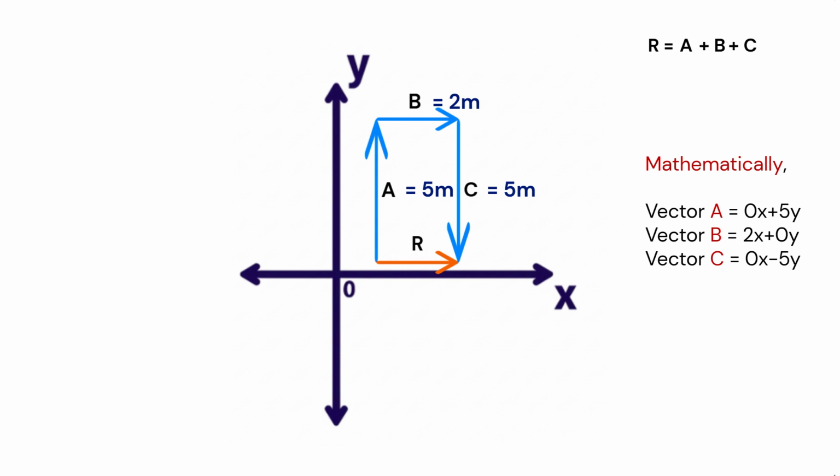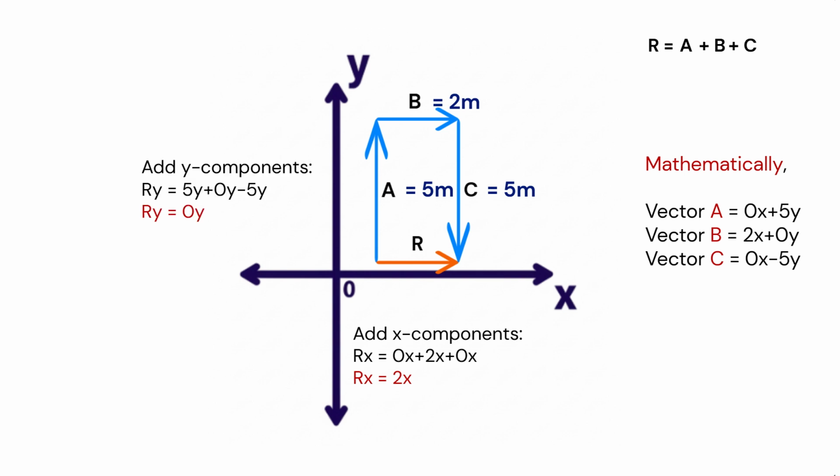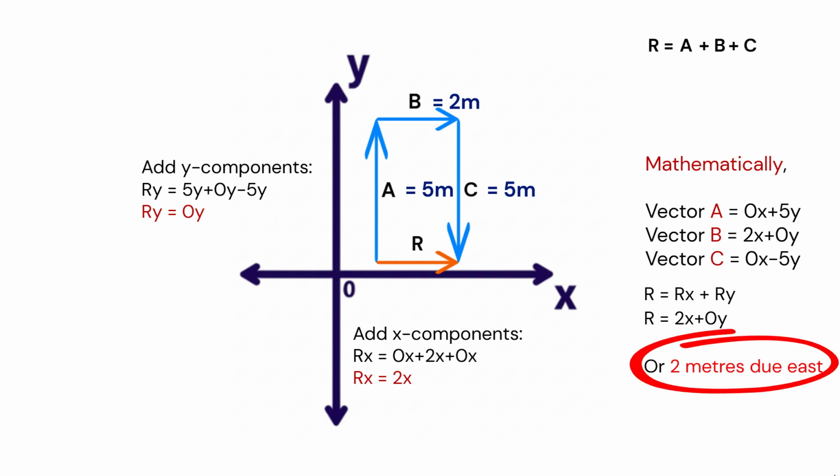Adding all the x components, we get Rx as 2, and adding all the y components, we get Ry as 0. So the net resultant is given by R equals Rx plus Ry, which is 2 meters due east.